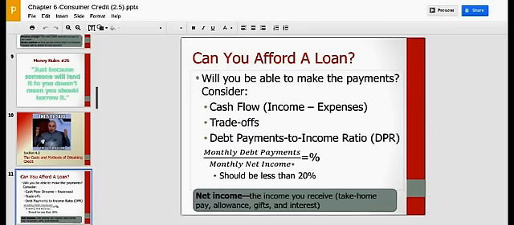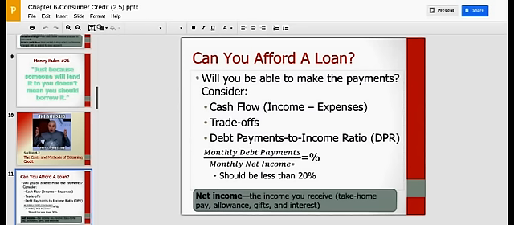And you want to consider three things. Cash flow, that's your income and expenses. So what you want to do is add up all your monthly expenses, subtract them from your take-home pay, and see the amount of money you have left over. If you are not able to make a monthly loan payment and still have money left over after that, you shouldn't get a loan. Okay.